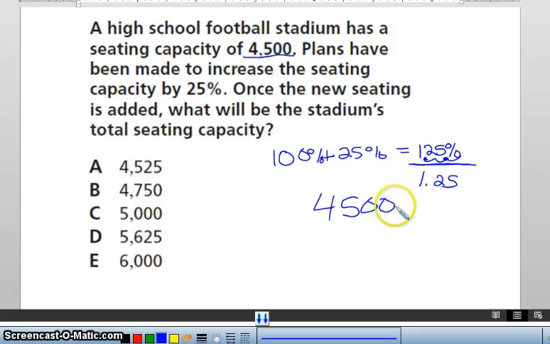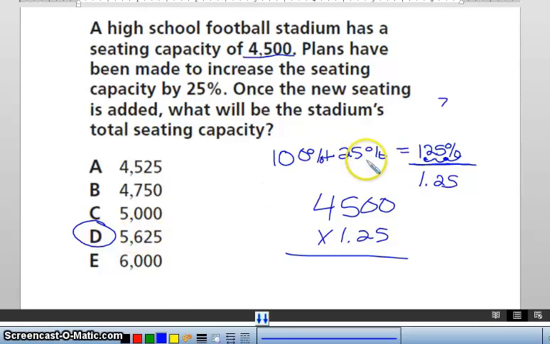So this is like adding tax on. Tax, you know, is 7%. A lot of times you guys would multiply by 1.07. In this case, we're increasing 25%, so 1.25. So we're going to take 4,500 times 1.25. So grab your calculator and multiply that. When I punch it out, I get 5,625. So that's the new capacity, increasing it 25%.